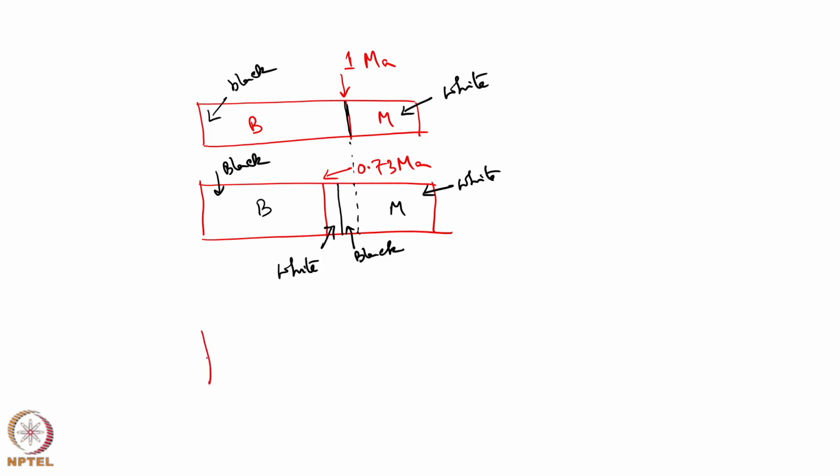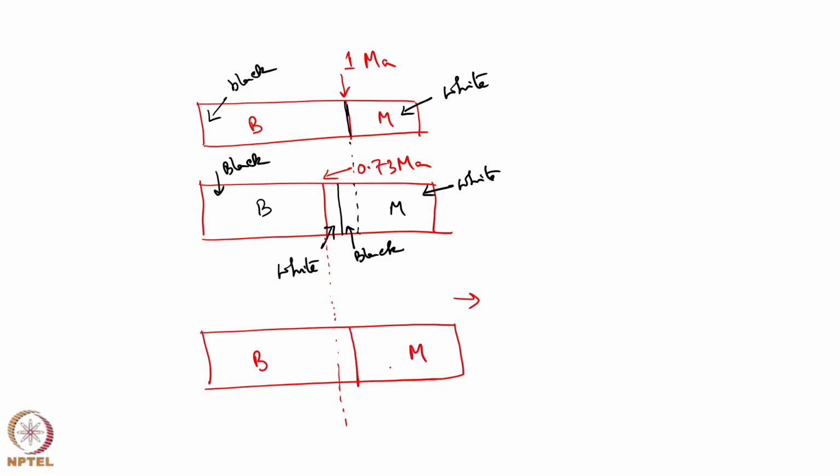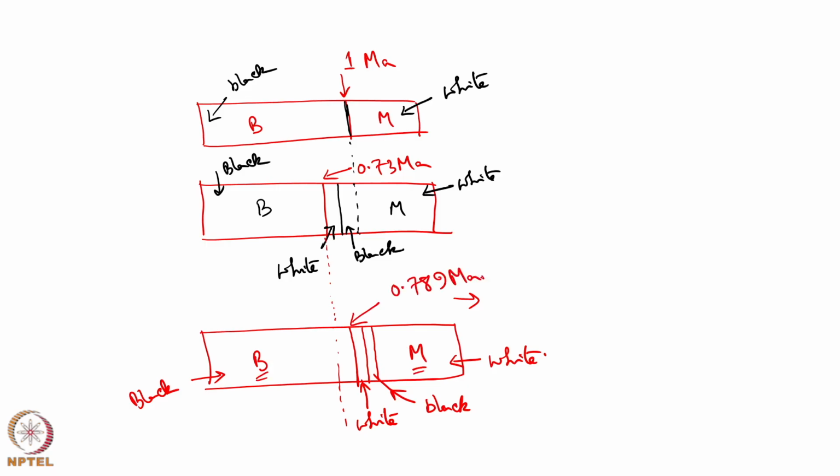And in 2003 further revision was made. Now, if I project this 0.73 million years down here, the boundary between the Brunhes and Matuyama shifted towards the right hand side. As I said, the age is slightly increased. So, here comes the boundary between the Brunhes and the Matuyama, and Brunhes becomes the black zone, then comes a white zone, then comes the black zone, and then here M comes the white zone, and this time the boundary is here between Brunhes and Matuyama and it is 0.789 million years.